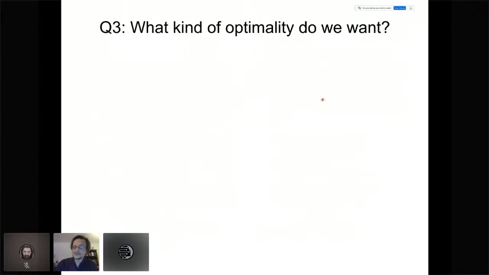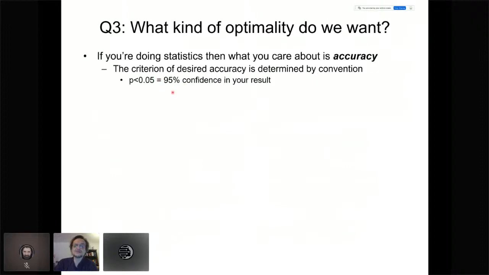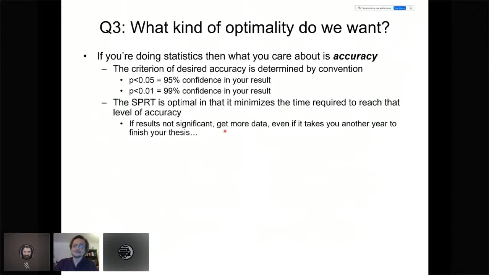Before I answer that, I'm going to address the third question. What kind of optimality do we want? If you're doing statistics, then what you want is accuracy, right? The criterion of accuracy is determined by convention in the community. Scientists want to be at least 95% confident, maybe 99% confident. So that's your criterion. The sequential probability ratio test is optimal in that it gets you to that agreed upon criterion in the minimum time. And so if you're trying to do your PhD thesis and your results are not significant, well, you really have to go get more data, even if it takes you another year to finish your thesis. It has to be significant.